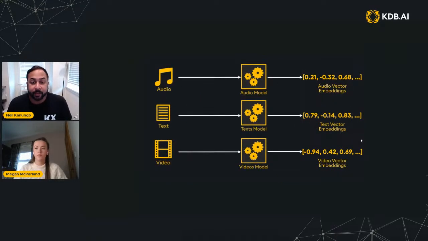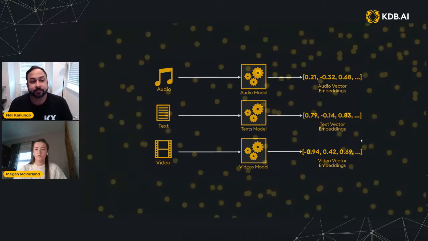There are different embedding models for different data types. So if you have audio, if you have text, you have video, you'll use different models, and when you're querying, you want to use a similar embedding model that you used, or often the same embedding model that you use to generate the embeddings.